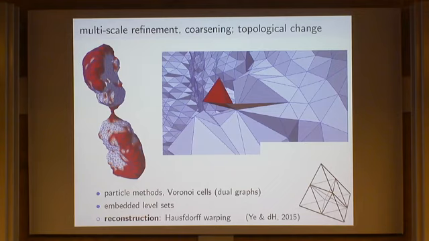How do you do that? Use particle methods, Voronoi cells, and dual graphs. So the multiscale nature of the Earth on a tetrahedral mesh is really defined by particles. That is the way you can control it. We use embedded level sets for discontinuities, which seems natural, and then the rest I already mentioned. Here you see, for example, how we can deal with topological changes in these meshes.